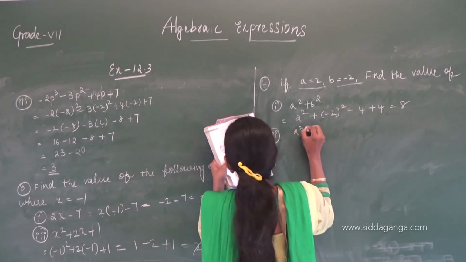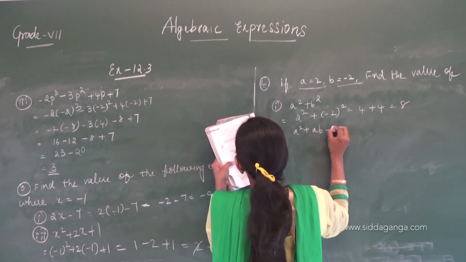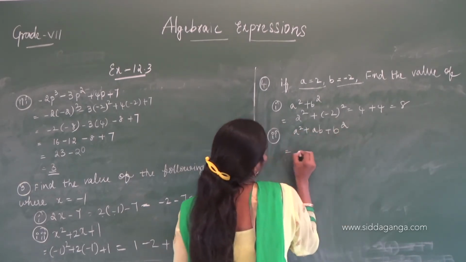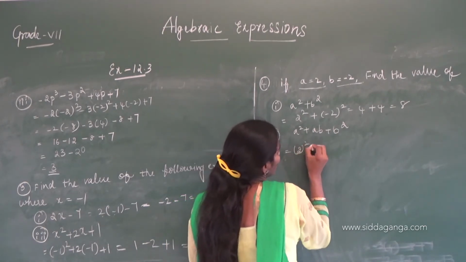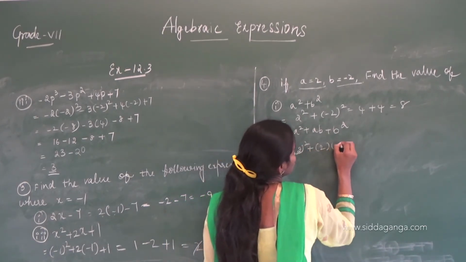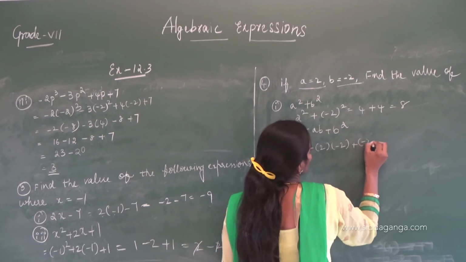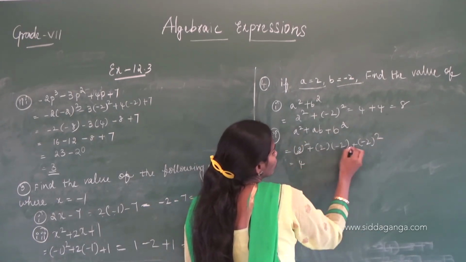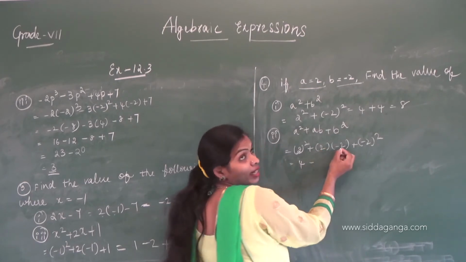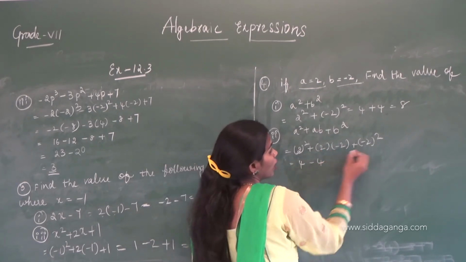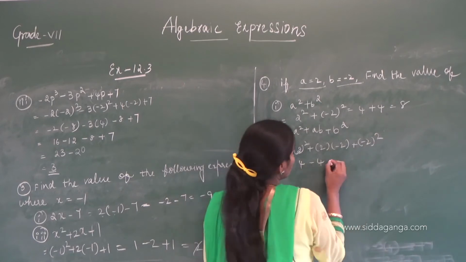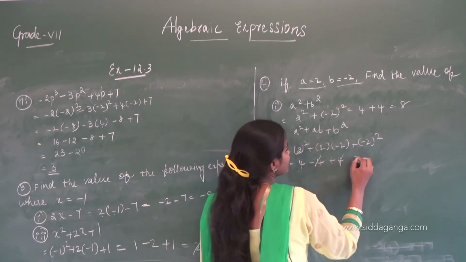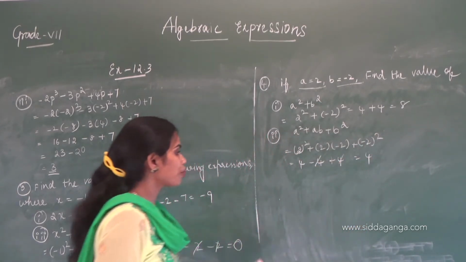a square plus ab plus b square, that is 2 whole square plus 2 into minus 2 plus minus 2 whole square. 2 twos are 4, minus, because minus into plus is minus, 4, minus 2 into minus 2, plus 4. The 4s get cancelled. The answer is 4.